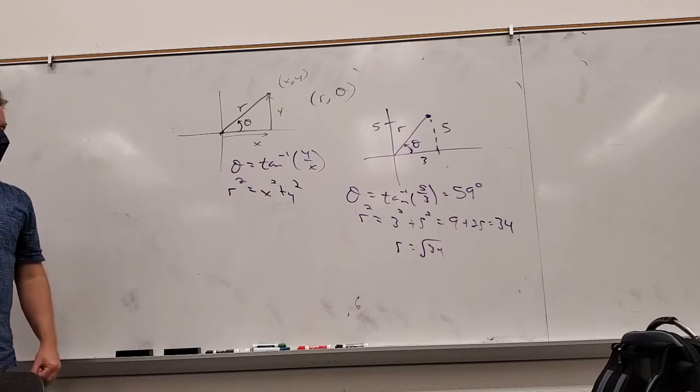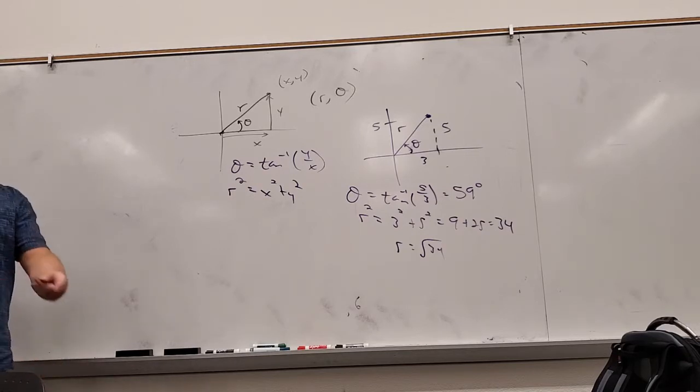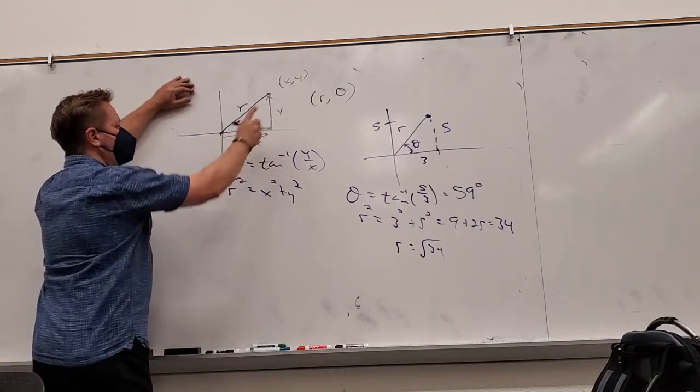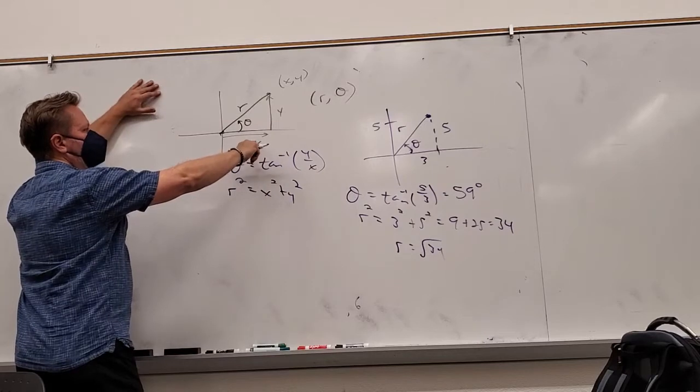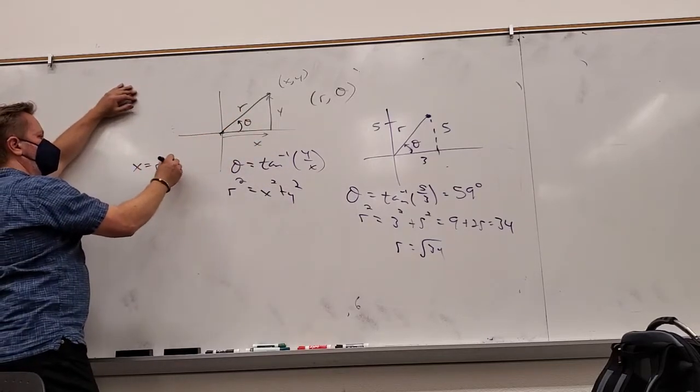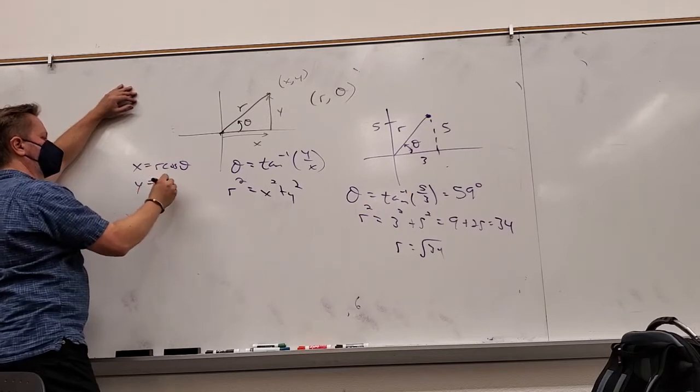Again, you guys see this on your page in red. And of course, what's the connection the other way? What is x in terms of r and theta? R cosine theta. Y is r sine theta.